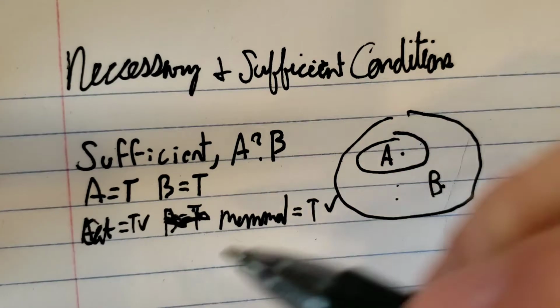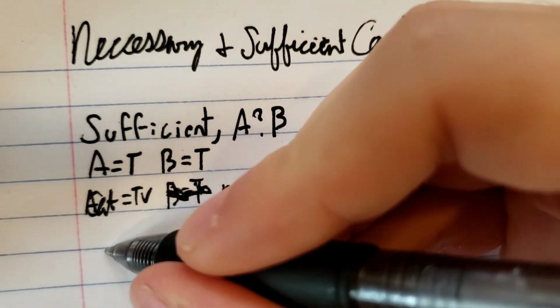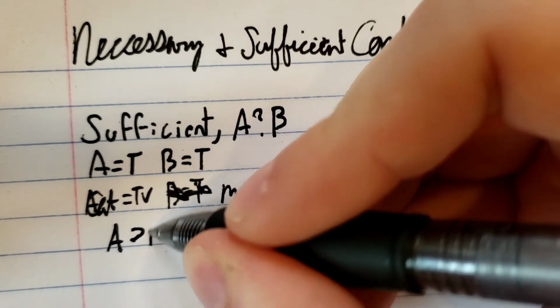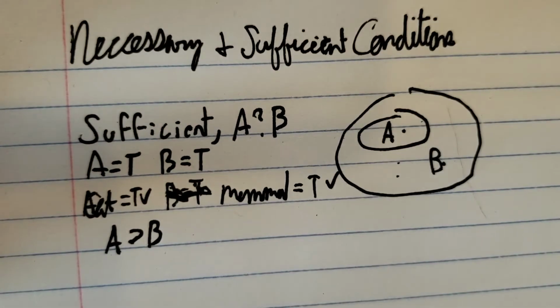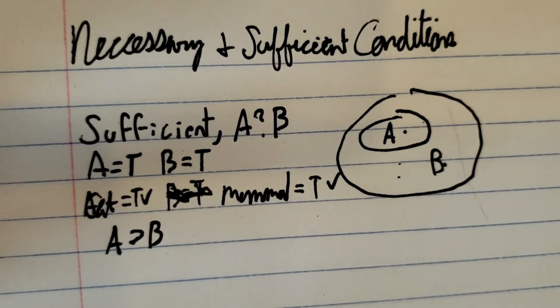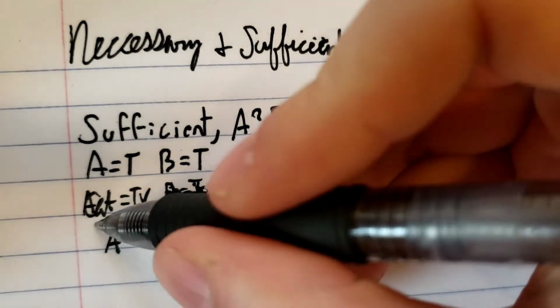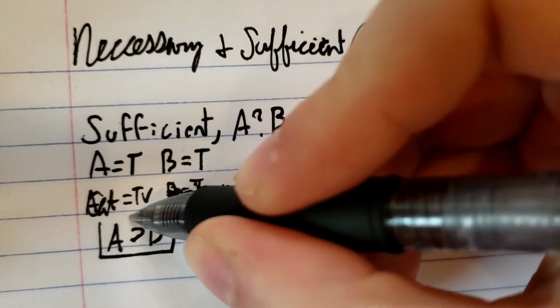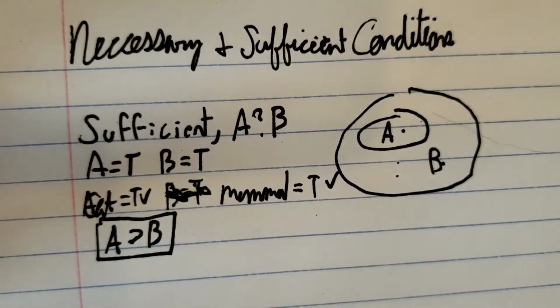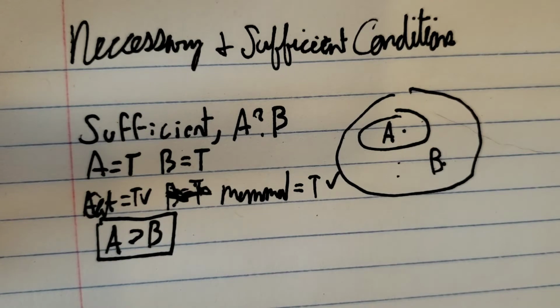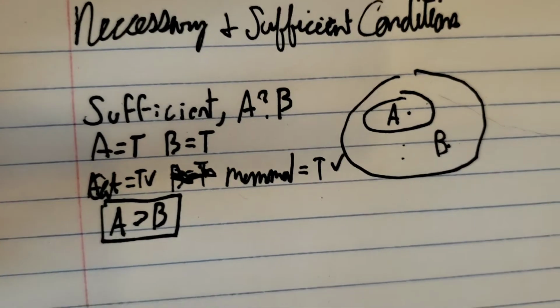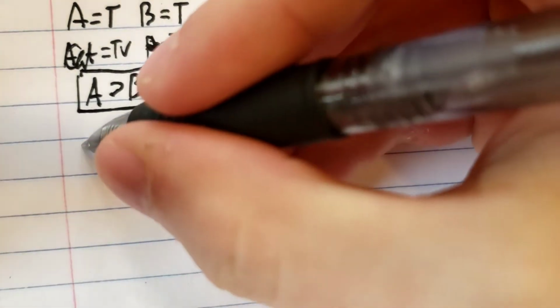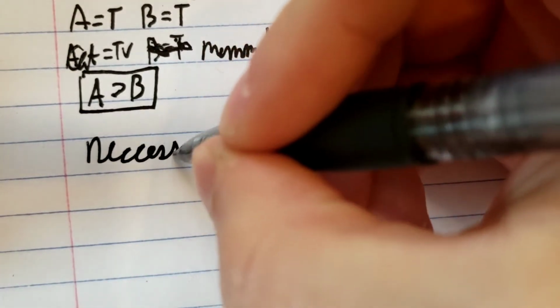Another way to write this is if A, then B. So if cat, then mammal. Perfect. This is the best way to write it for our means, because you'll recognize this symbol from your previous material.